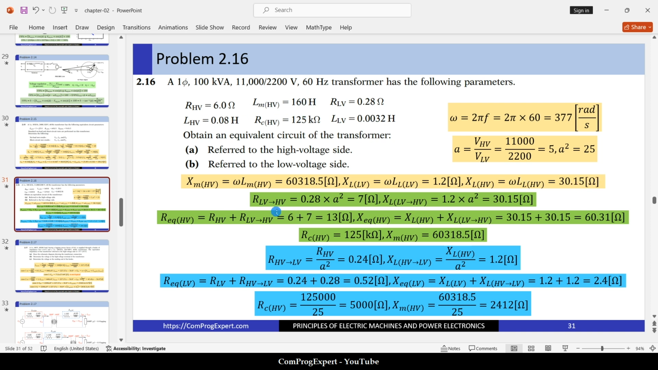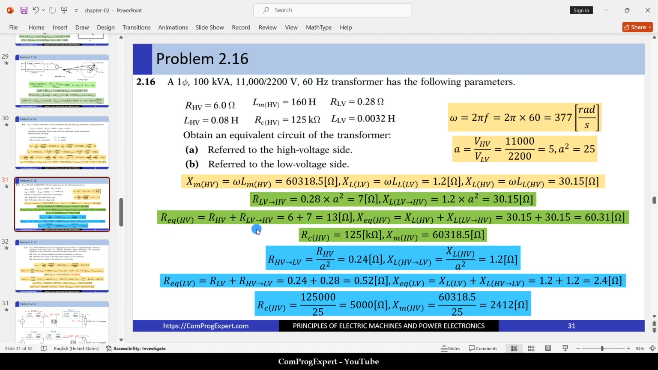So how can we transfer these quantities from the low voltage side to the high voltage side? We need to multiply them by a to the power 2. So the value of the resistance of the low voltage winding referred to the high voltage side is 7, and the value of the leakage reactance of the low voltage winding referred to the high voltage side is 30.10.